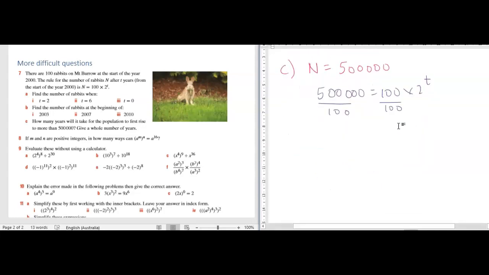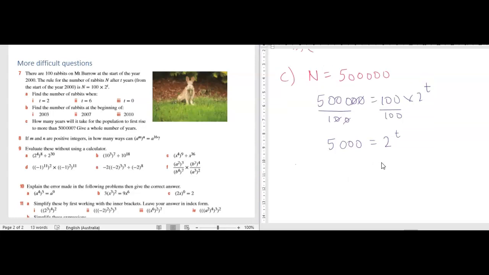Now, if you didn't have a calculator, dividing by 100 is just getting rid of some of your zeros. So we've got 2 zeros there, and they can cancel out with those 2 zeros. So now we're left with 5,000 equals 2 to the power of t. Now you can't divide by 2 to get t, because that's not a multiply, it's 2 to the power of.